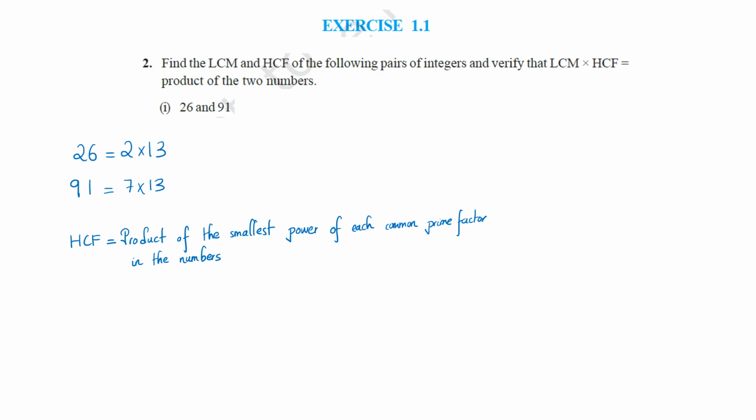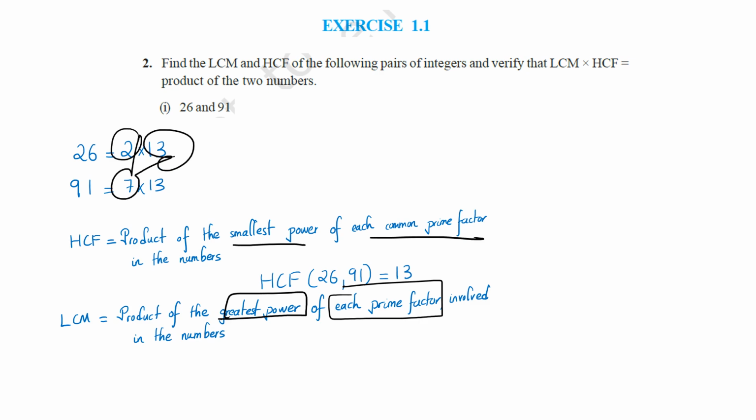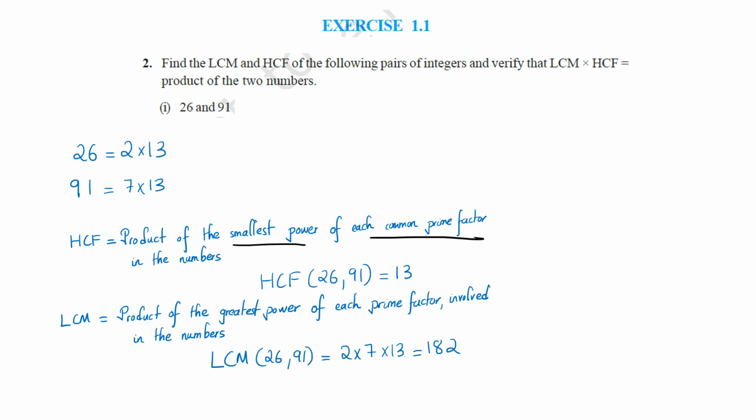Now let's start with the HCF. Once again, it is the product of the smallest power of each common prime factor. Which one is the common prime factor? It is 13 and the smallest power is 1. So the HCF is 13. What about the LCM? LCM is the product of the greatest power of each prime factor. We have 3 prime factors, 2, 7 and 13, and their greatest powers are 1 itself. So we just have to multiply them. We'll get 182. So we found the HCF and LCM of 26 and 91.